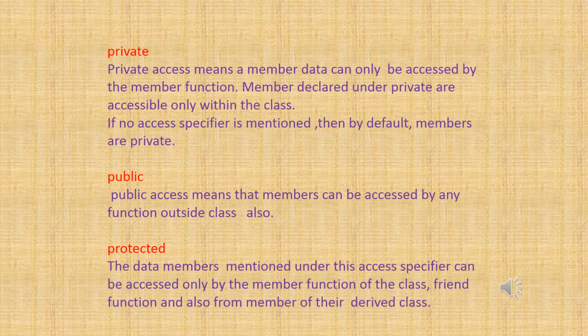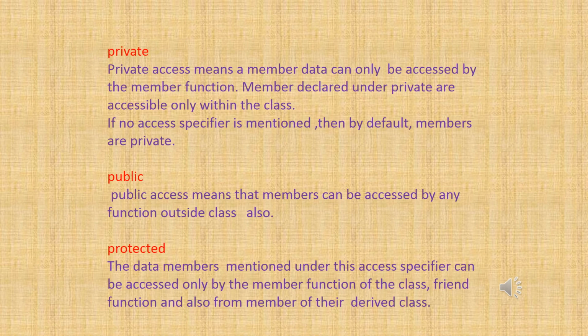What is the difference between private, public and protected? Private is the default access specifier. That means if no access specifier is mentioned, then by default members are private. The data members and member functions which are declared private can be accessed only within the class. They cannot be used outside the class.